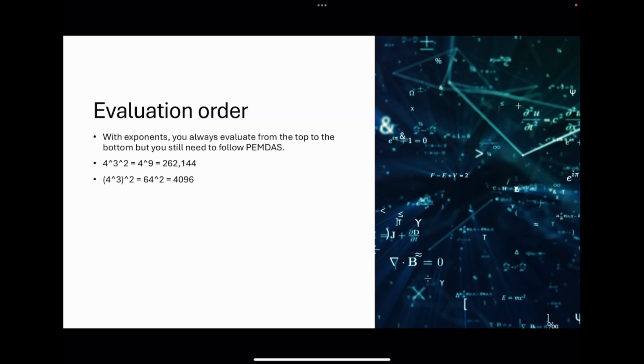Evaluation order. With exponents, you always evaluate from the top to the bottom, but you still need to follow PEMDAS. So 4 to the 3 to the 2 equals 4 to the 9 equals 262,144. 4 to the 3 raised to the power of 2 equals 64 squared, which equals 4,096.